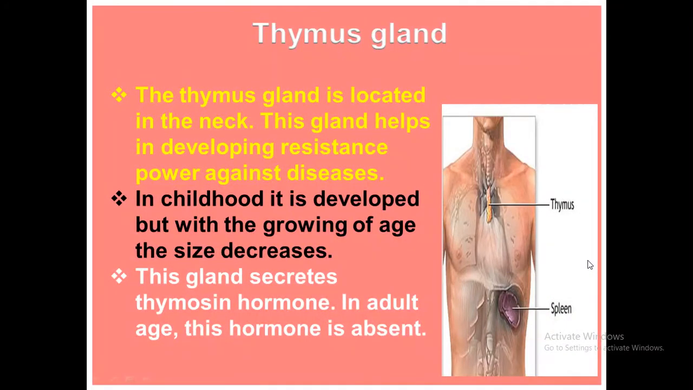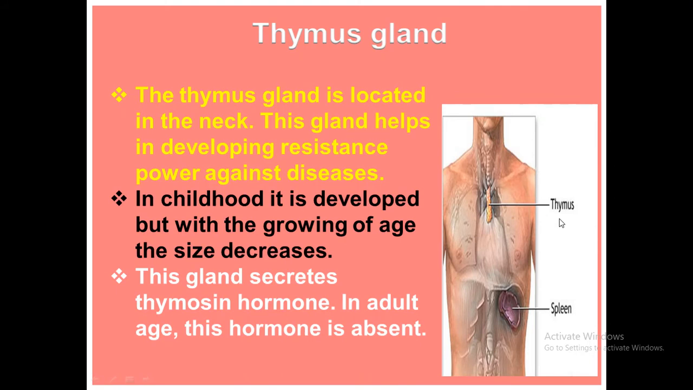Thymus gland. The thymus gland is located in the neck. Look, this is the thymus gland. This gland helps in developing resistance power against disease. In childhood it is developed, but with growing age, the size decreases. So it is present in childhood, but in adulthood it is absent or decreased in size.